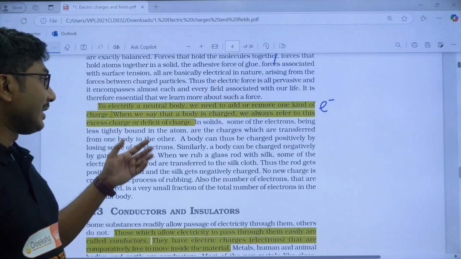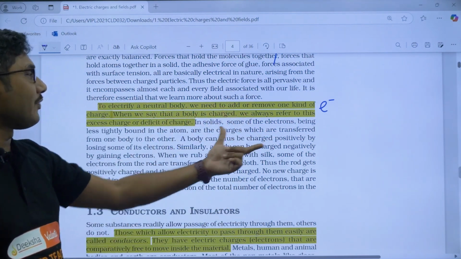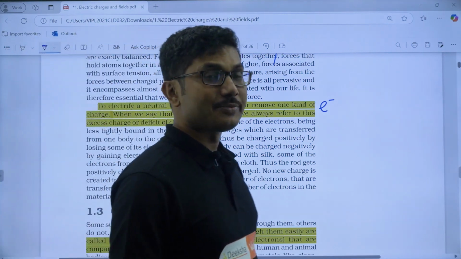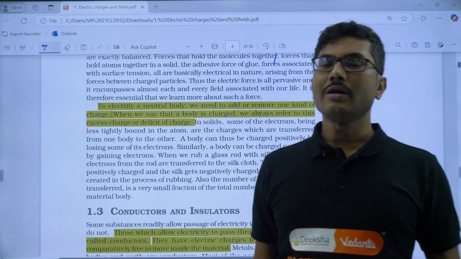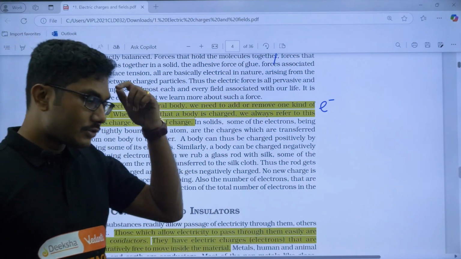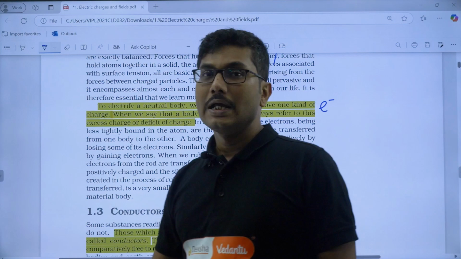They have mentioned that when we say a body is charged, we always refer to this excess charge or deficit charge. Excess charge means you have added extra electrons, deficit of charge means you have removed some electrons. So only one type of charge can be exchanged, and that type of charge is electrons.